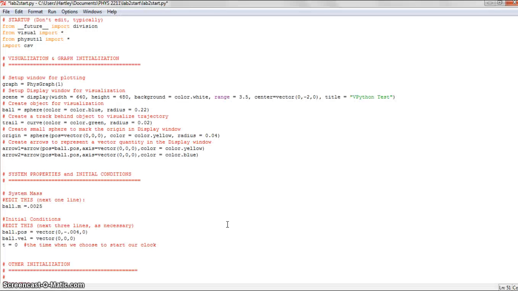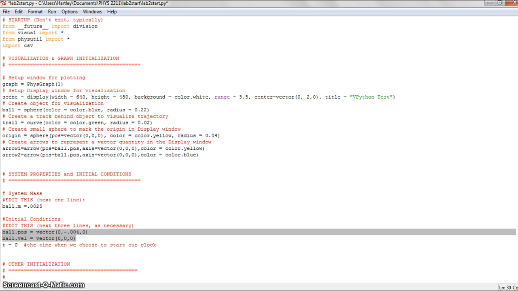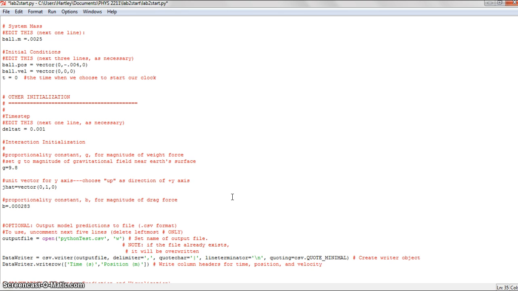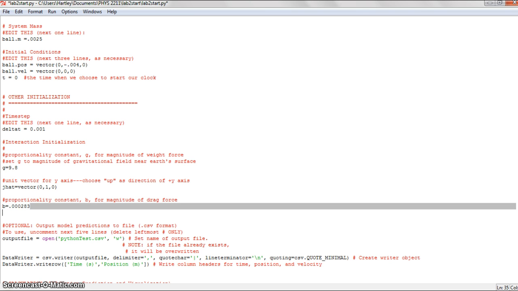I added in my data and information into the code to create the model. I added the ball's mass and the initial position and initial velocity vectors. For the drag force constant b, I had to guess and check different values to get as close to the ending position as possible.